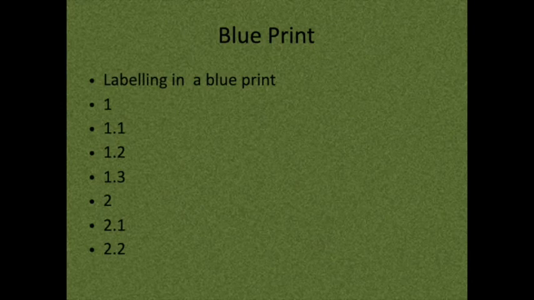This is how labeling is done in a blueprint. 1. First point. 1.1. First subpoint of first main point. 1.2. 1.3. 2 is second main point. 2.1. First subpoint under the second main point. Likewise, it goes. And when you write, you can develop each point into a paragraph.